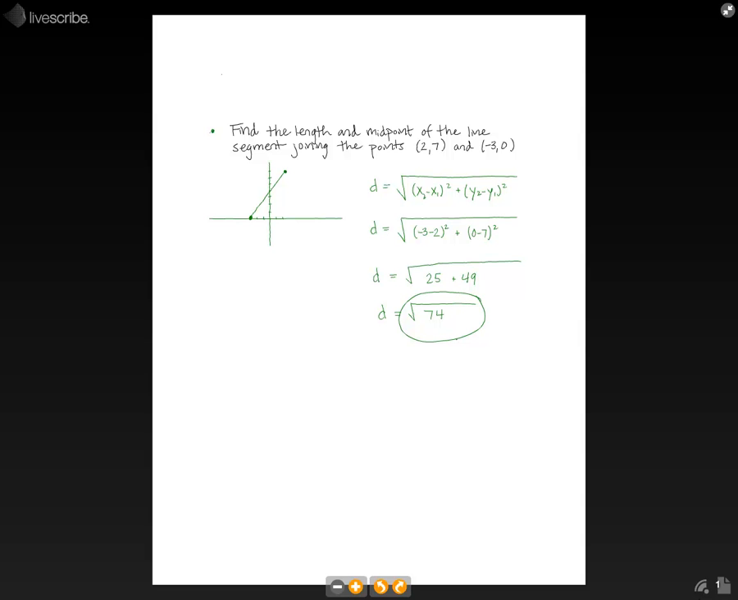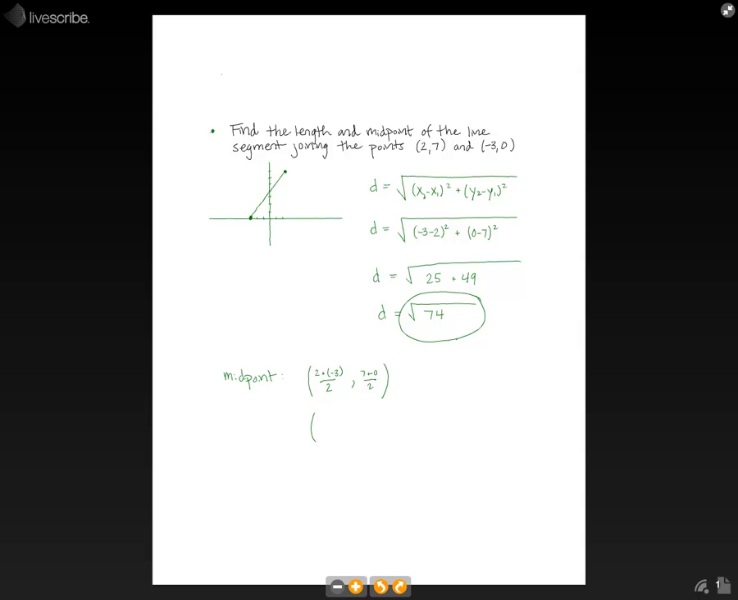The second part of this problem is to find the midpoint of the line segment, and we can check it using our graph once we're done. So to find the midpoint, we just average the x and y coordinates. So the midpoint is going to be the average of the x coordinates, (2 plus -3) over 2. And then the y coordinate will be the average of the y coordinates, so (7 plus 0) over 2.